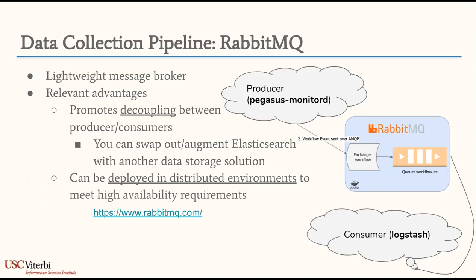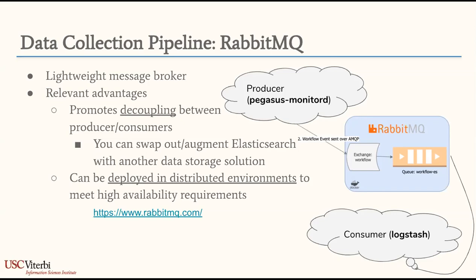And in our case, it provides several advantages. The first being that it promotes decoupling between Pegasus Monitord and the underlying data layer. So this means that you're able to swap out Elasticsearch for some other service, such as a NoSQL database, if you wanted to. Of course, we've set up this pipeline and the visualization tools to work with Elasticsearch, but you wouldn't have to worry about the transfers between Pegasus Monitord and RabbitMQ.